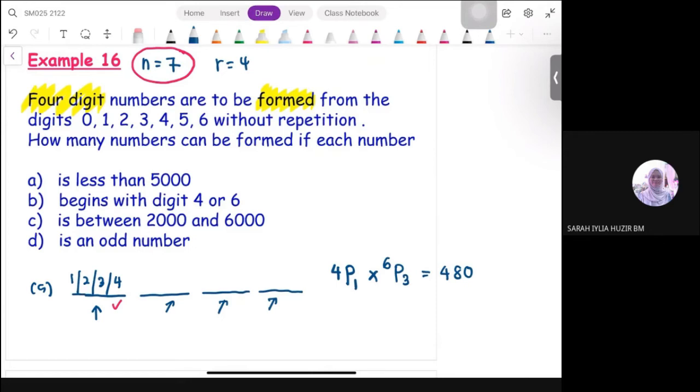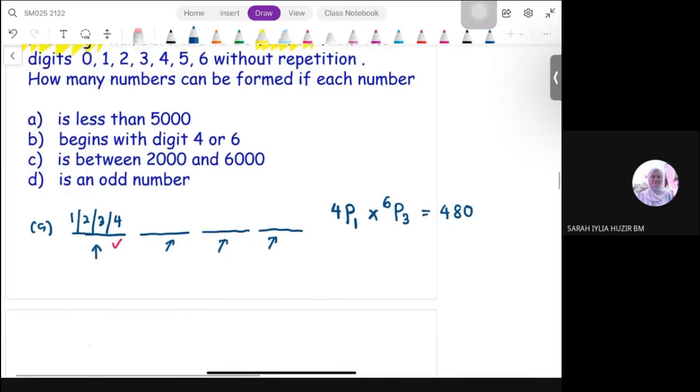Okay, kita pergi situation yang kedua. Now, begin with digit 4 or 6. Okay, still 4 digit number. Saya buat 4 kotak. Now, syarat dah berubah. We must begin with number 4 or number 6. That is our condition now. So same as before, we start with the box that has a condition. So for that first digit, for the first space, we can use only 2 options. So 2, we only want to arrange one of them there. Means 2P1.